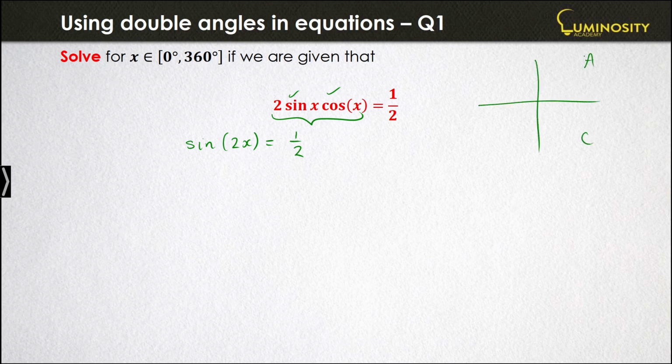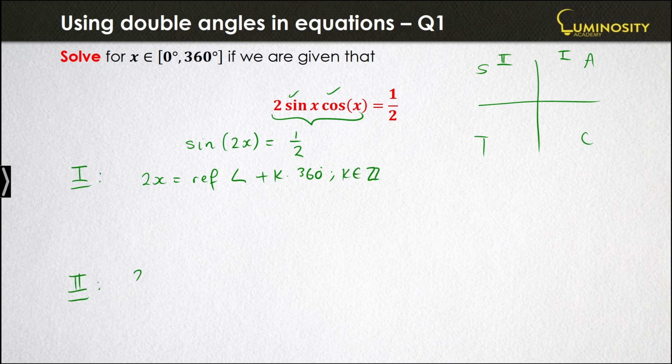So let's get our CAST diagram up. Now sine is positive a half, so that's in the first and the second quadrants. The angle 2x must equal the reference angle for the first quadrant, plus k times 360 degrees. And then for the second quadrant, the angle 2x is 180 degrees minus the reference angle, plus k times 360 degrees for the period of sine.